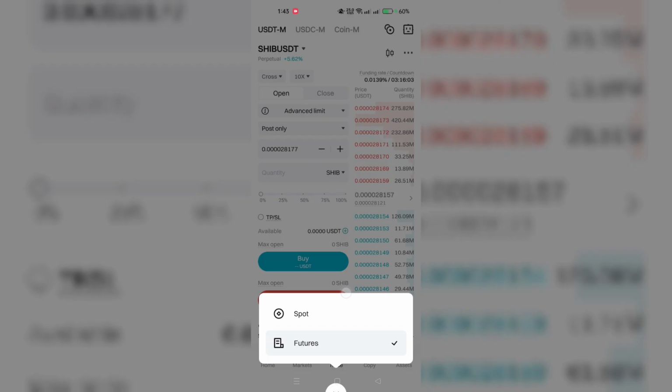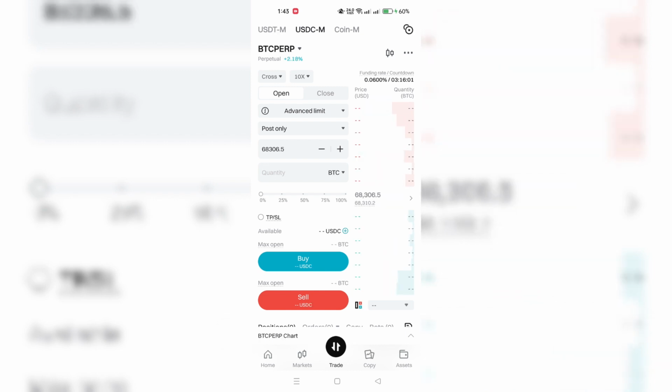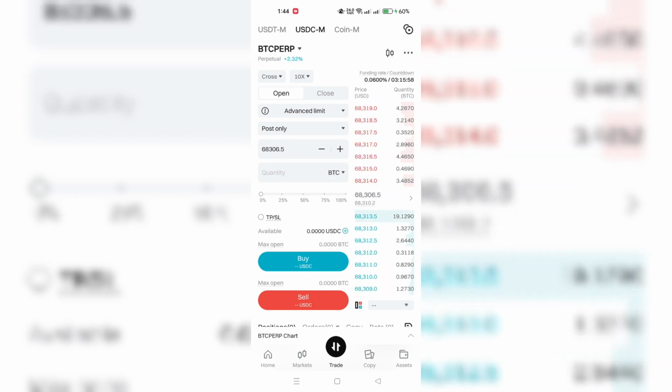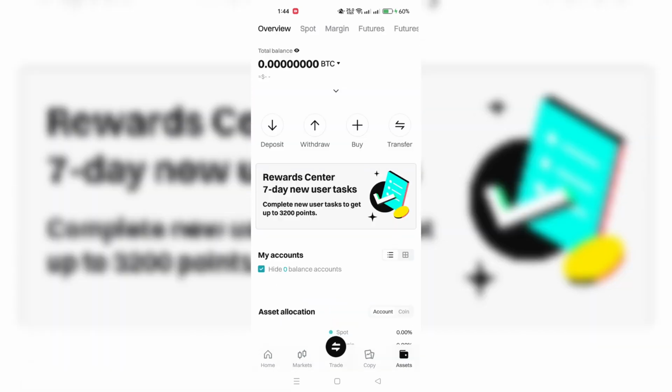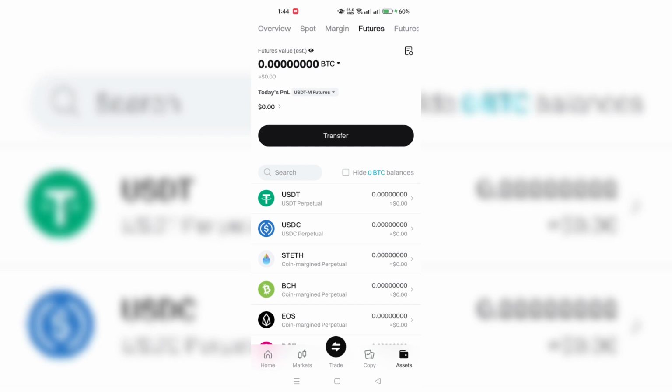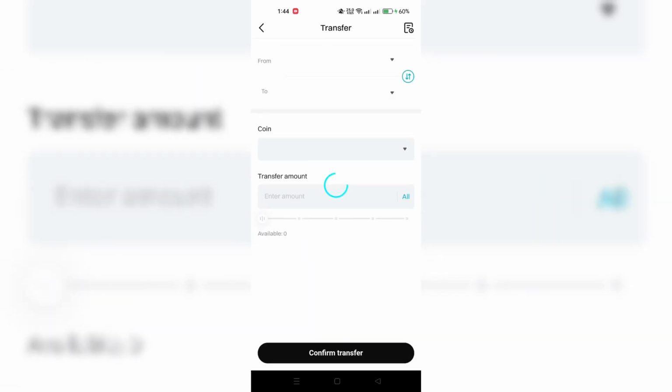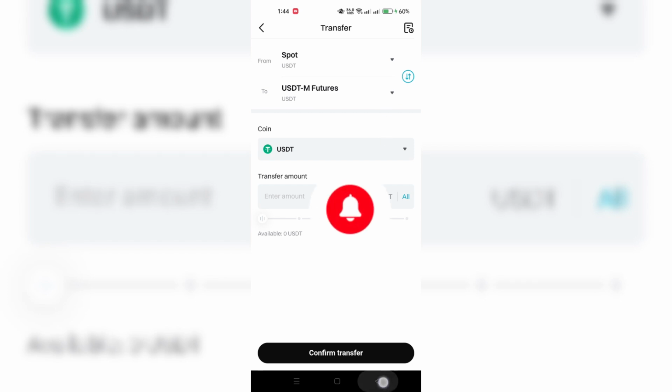Under the Trade tab, navigate to Futures and select your desired trading pair. Move funds from the spot account to your futures account by accessing Transfer under the Assets section. You have to specify your trading details, including margin mode, leverage, price, and direction to execute your trade.